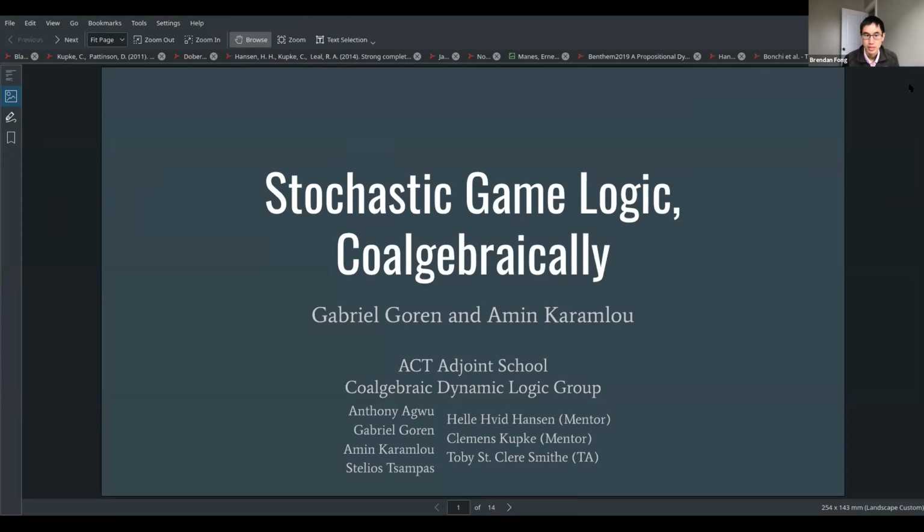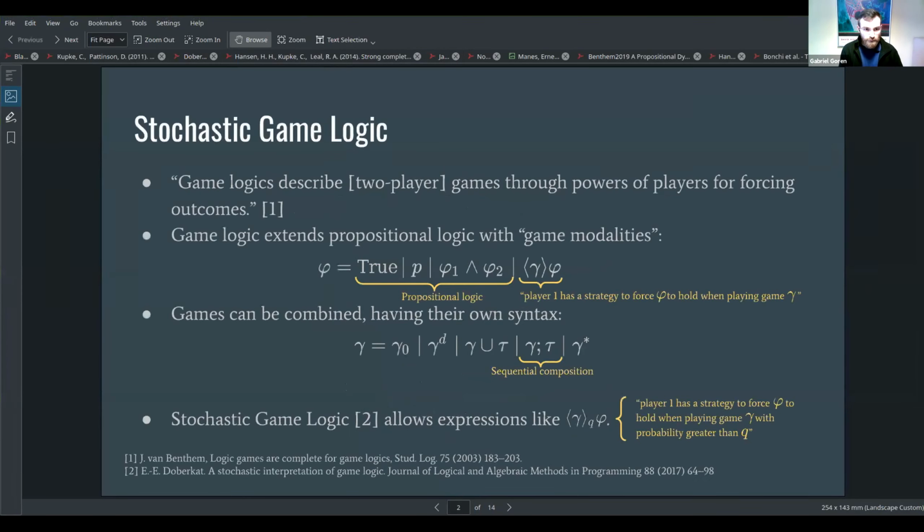Great. If everything's working okay, then now Amin and I will talk about another problem that we've been working on in the context of trying to understand this stochastic game logic from a coalgebraic perspective. So first of all, what is this stochastic game logic?